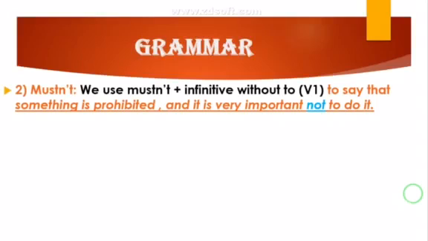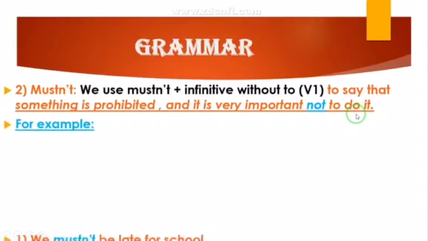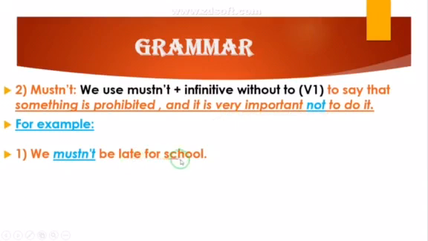Now let's move to the second point, mustn't. We use mustn't plus infinitive without to, verb 1, to say that something is prohibited and it's very important not to do it. For example, we mustn't be late for school. We used here mustn't plus verb 1.